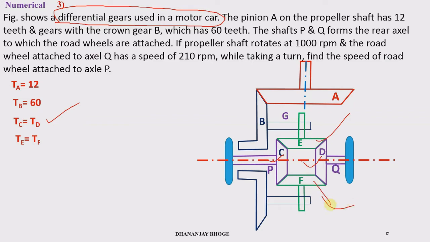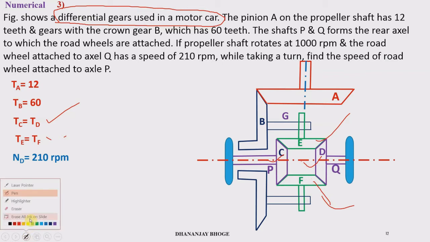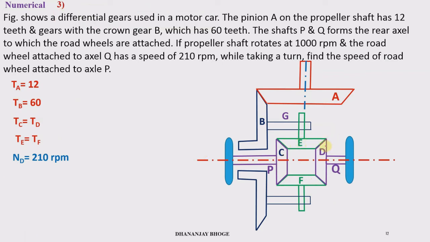This is also not given in the problem, but because this is a differential gearbox, we will conclude that E and F have the same number of teeth and C and D will have the same number of teeth. So TC equals TD and TE equals TF. Now the speed of gear D is given as 210 rpm. The right wheel is rotating with 210 rpm.